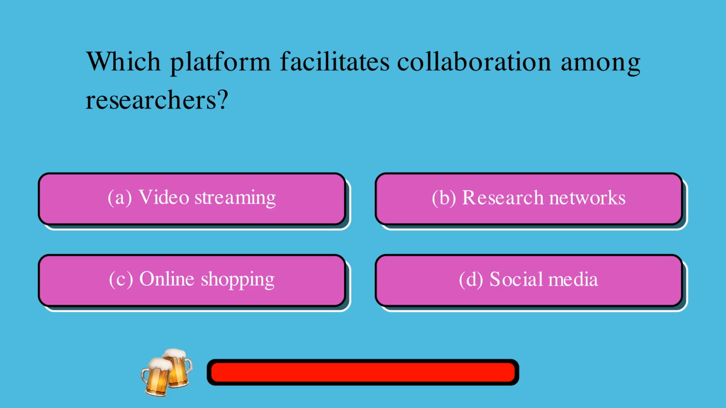Which platform facilitates collaboration among researchers? A, video streaming, or B, research networks, or C, online shopping, or D, social media? The correct answer is B, research networks.